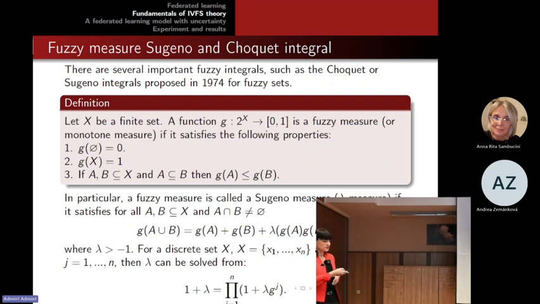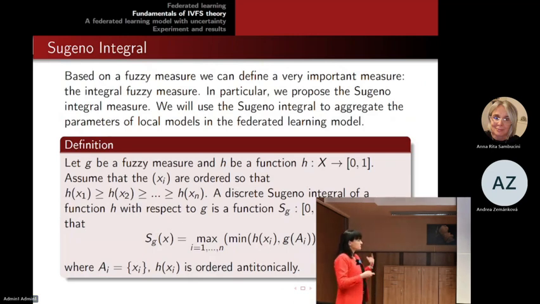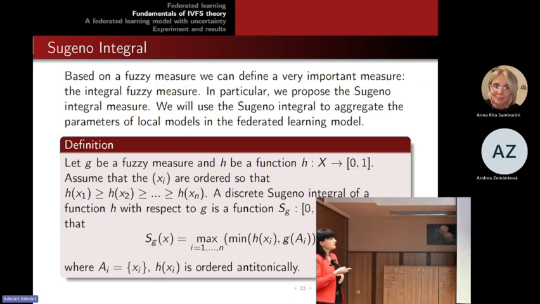So I recall here only the definition, and later I will explain more how we calculate and how we use the Sugeno and Choquet integrals, both basic elements for this definition. For example, for the fuzzy measure, we will take information about the efficiency of local models, and the second values will be connected with the parameters which we have in our models.